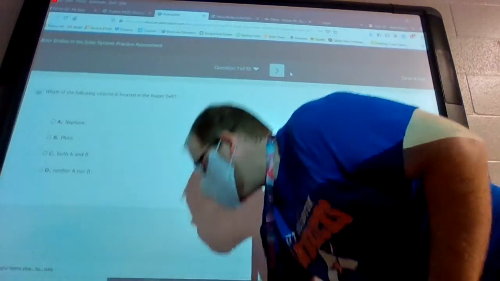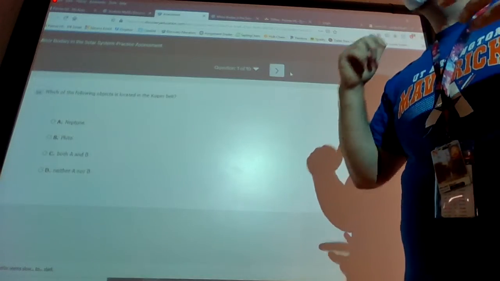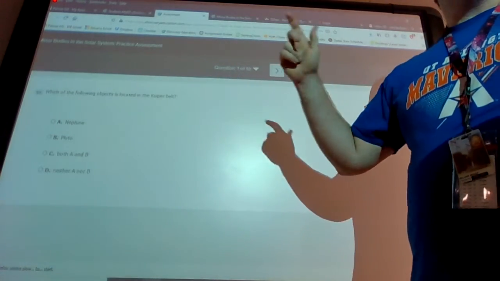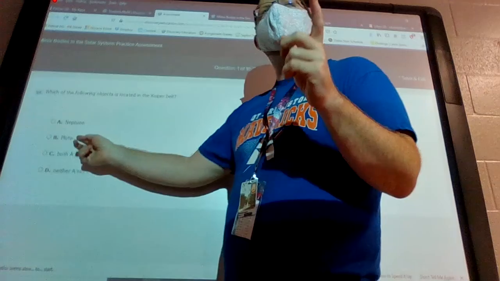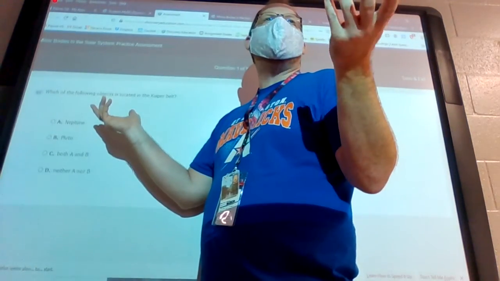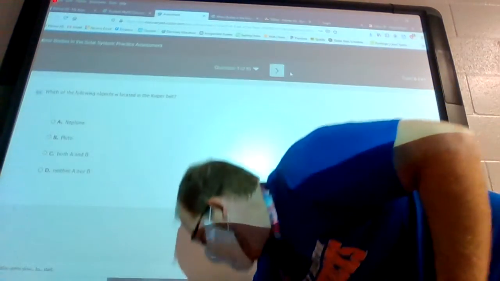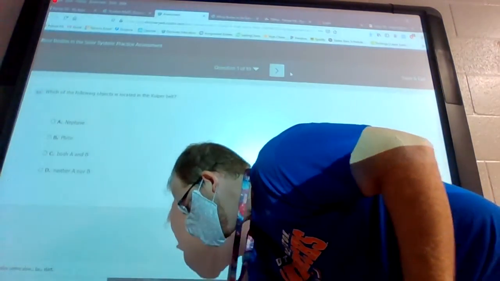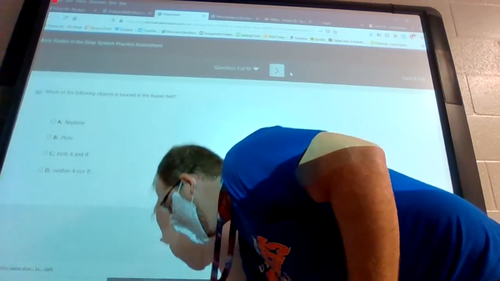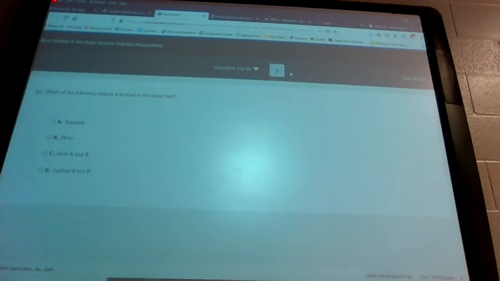So, do you remember from yesterday which of these bodies is located in the Kuiper Belt? It's going to be Pluto, not Neptune. Remember, that's one of the reasons that we made Pluto into a dwarf planet. It's out there in the Kuiper Belt, and there's a lot of other objects around it that could affect its orbit or its future.